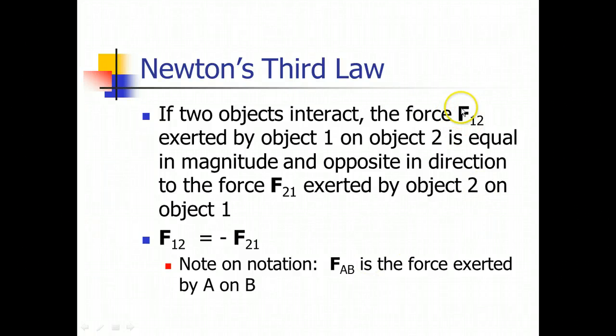So F, remember bold is vector, so vector F from 1 to 2, right, exerted by object 1 on object 2, that's our notation.